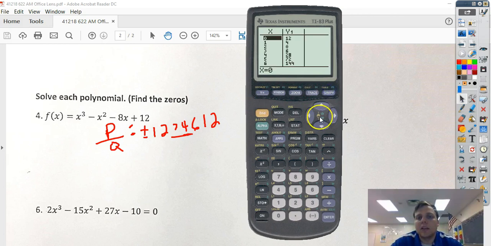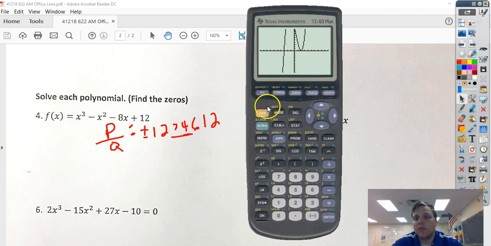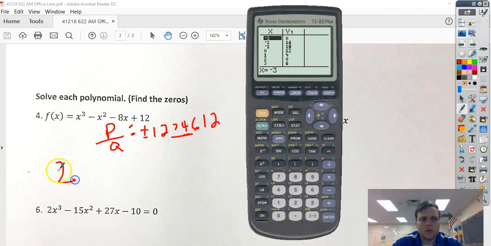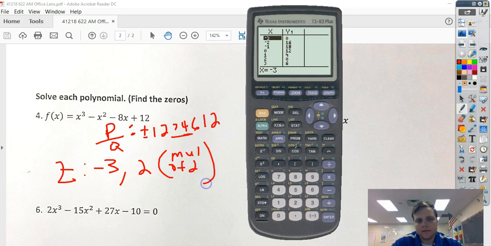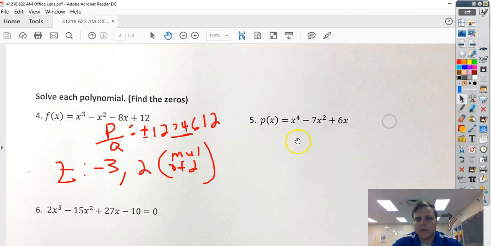So let's go to the table and see if I can find them real fast. Okay, I have the zero of 2, and that looks like to where my parabola is happening. So that means I have 2 happening actually 2 times. And then I also have the zero of negative 3. So my zeros for this problem are negative 3 and 2, but 2 has a multiplicity of 2. Okay? Let's go to problem number 5.